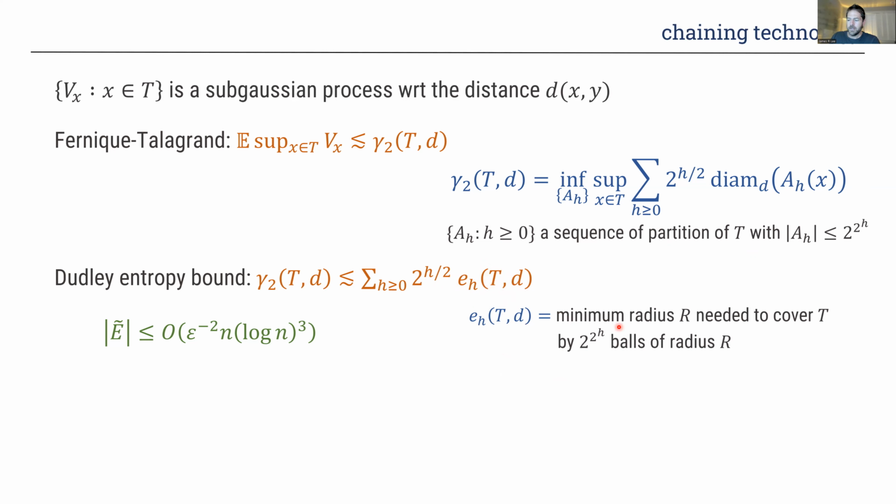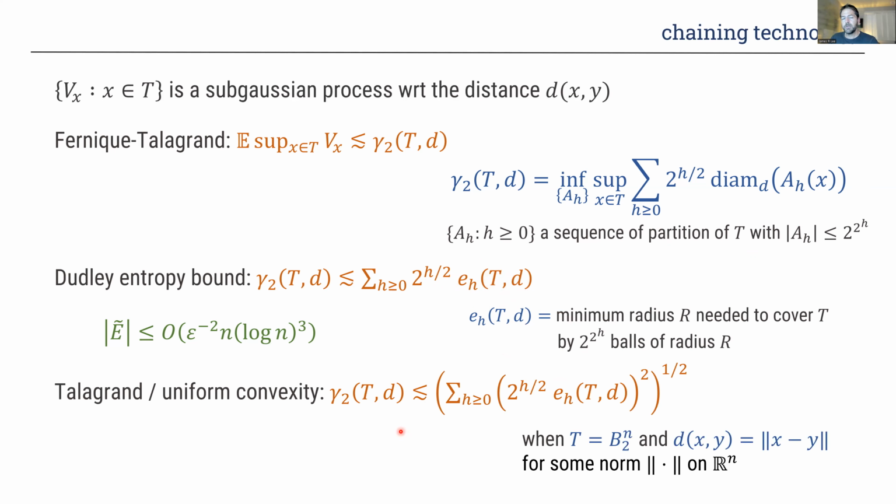The other way is by using properties like convexity properties of the index set T. So here's a beautiful theorem that Talagrand proved. It's in his book Upper and Lower Bounds for Stochastic Processes, I believe the title is something like that. It's that if T is the Euclidean unit ball, and your distance d is not necessarily the Euclidean norm, but some distance induced by a norm on R^n, then you actually get an improvement to Dudley's entropy bound. And the improvement here is that you replace basically the L1 sum of these terms by the L2 sum of these terms.